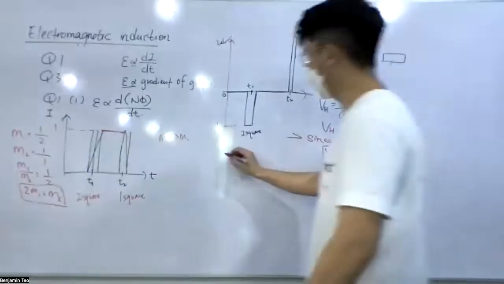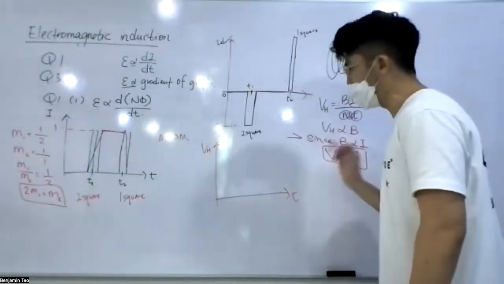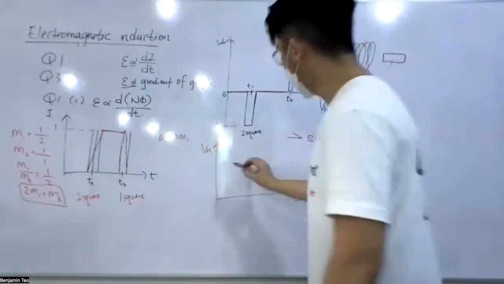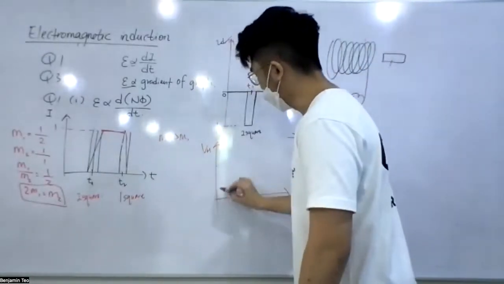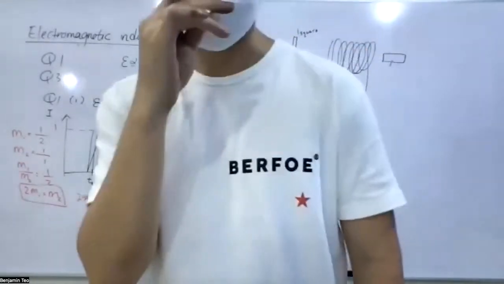So you draw your VH graph same as your IT graph. But the value is not the same, right? It doesn't matter, you can draw it to any value here. The value is not important, we just want the shape.